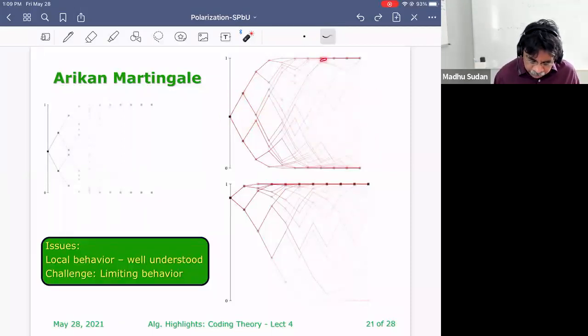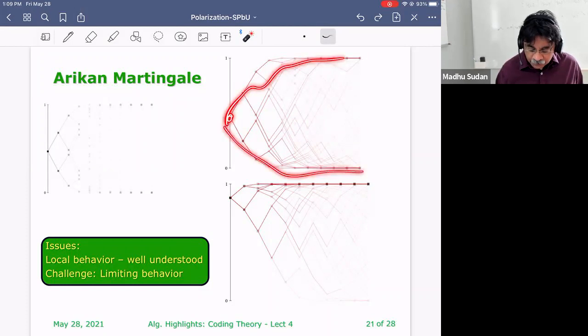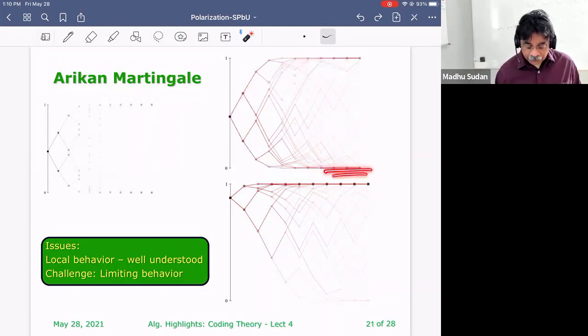So some of these path lines are looking solid because there are lots of little faded red lines like this that have joined over there. They're very close to each other. So you see that with high probability, you started off here and you applied the Arikan martingale. With high probability, you're heading here or there, and the probability that you're somewhere in the middle is very low. But can we prove this analytically, and how do you do it?